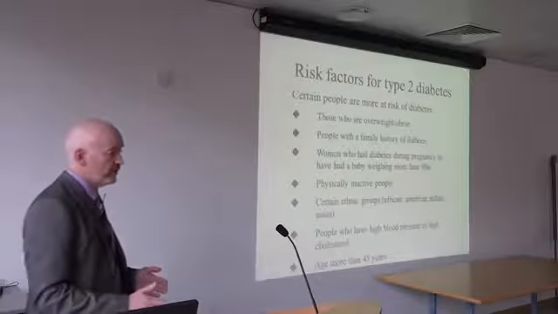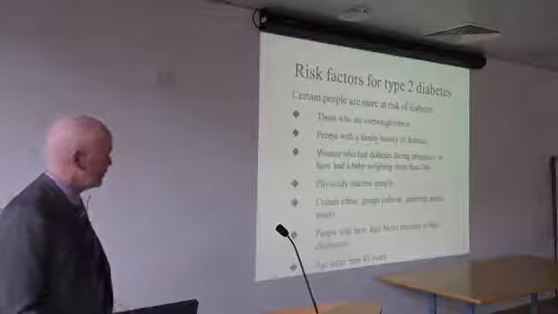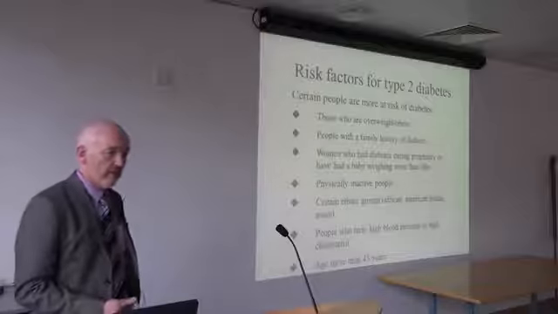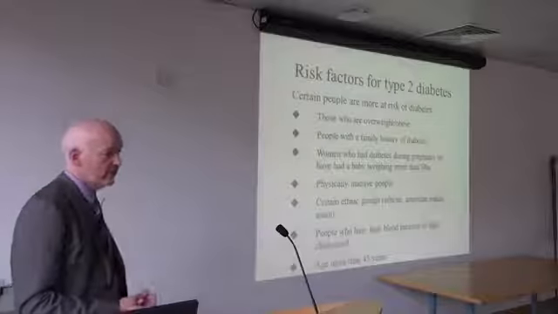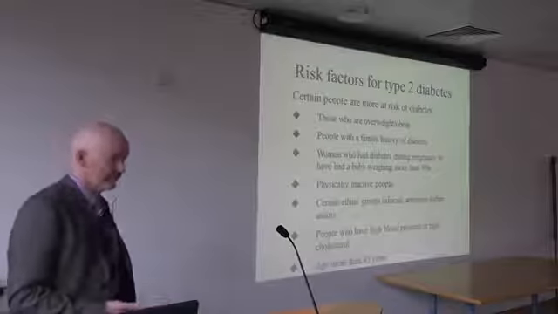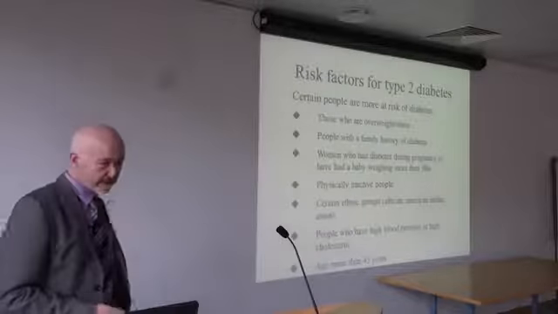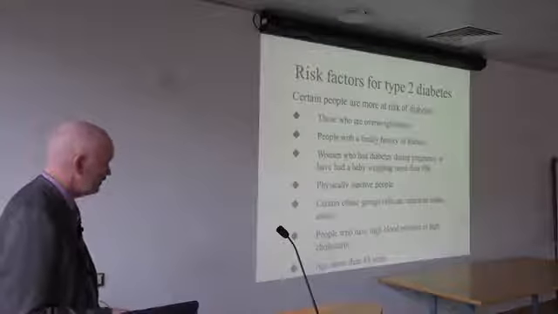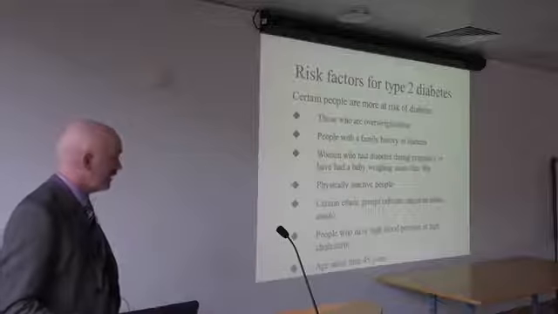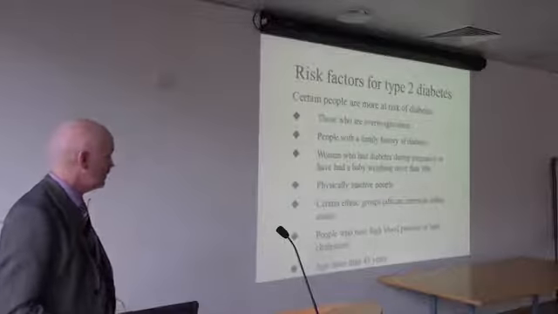And at the stage where there's pre-diabetes, where the sugar is a little high but not quite at 7, we can identify those people just by measuring their glucose in the fasting state. And we also know that there are certain people who are at a particularly high risk of developing type 2 diabetes. You can guess some of these yourselves at this stage. Those who are overweight and obese, people with a family history of diabetes, women who have had diabetes during pregnancy, people who are physically inactive. Certain ethnic groups are particularly prone to diabetes. So people of African, American, Indian, Asian origin are more prone to type 2 diabetes than Caucasian people.